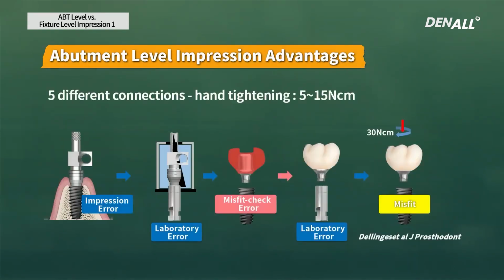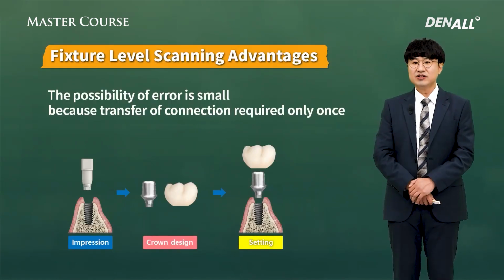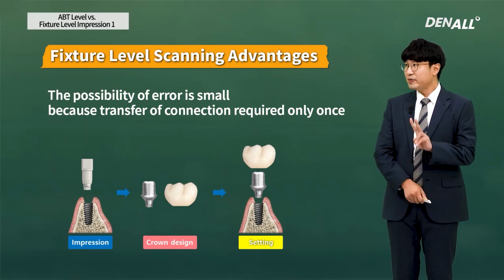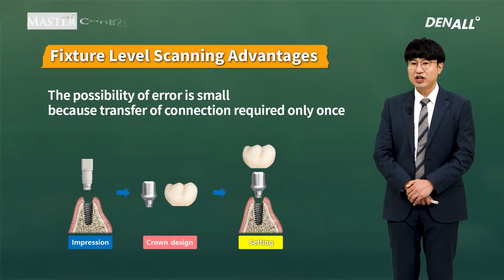Of course, I'm going to talk about fixture level impression in the next lecture, but if I may give you some information here: hex and lab errors, if they can be removed, then there will be no problem. But given that the connection needs to be moved 5 times, there could be errors, thus increasing the chance for inaccuracy. But more recently, as digital scanning has been adopted, transfer of connection is now only required twice. In the fixture level, even if you create the prosthesis in one go, the possibility of error has now been reduced.